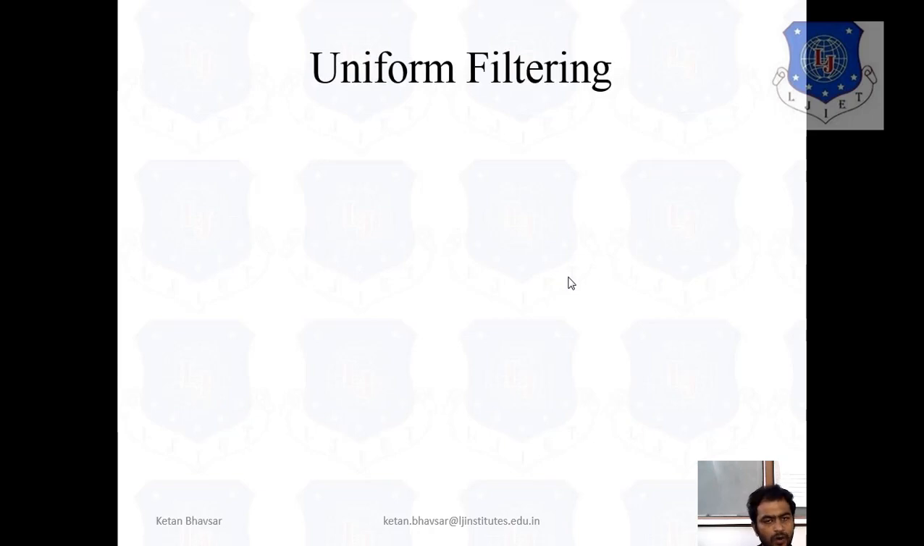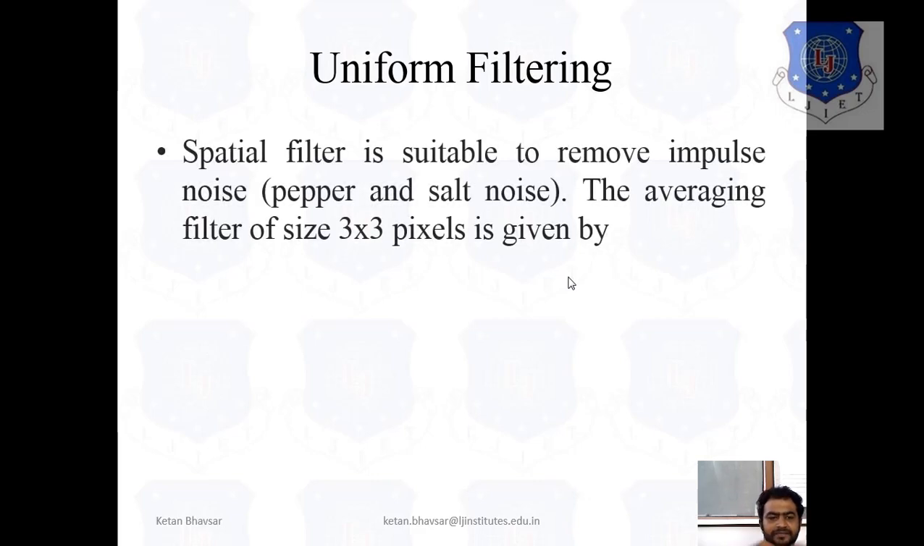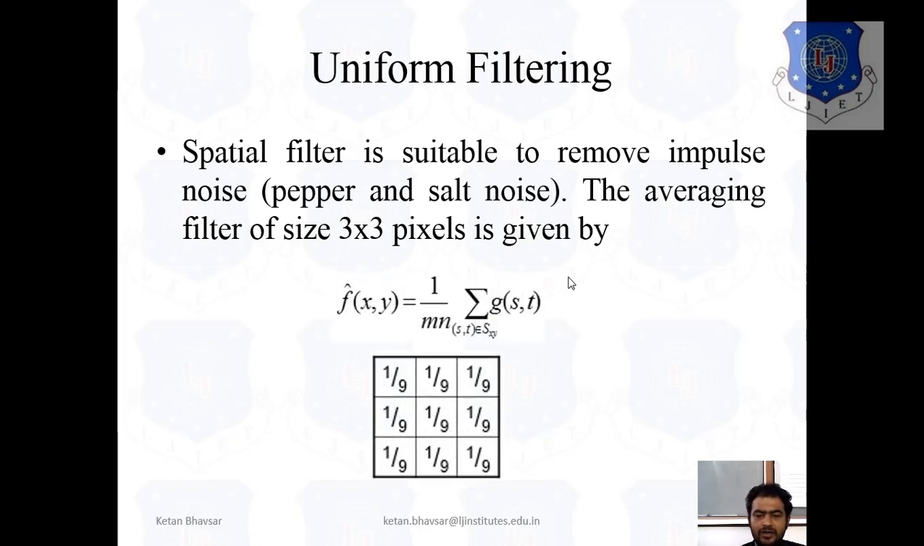So now we go to the first: what exactly the uniform noise is and how we add the uniform noise. Spatial filtering is suitable to remove impulse noise like salt and pepper noise. So we use different types of filtering. Right now we are focusing on the frequency domain that I already told you in chapter number 3. With the help of the spatial filter, we try to remove certain noises like salt and pepper with the help of the averaging mask, and it looks like this.